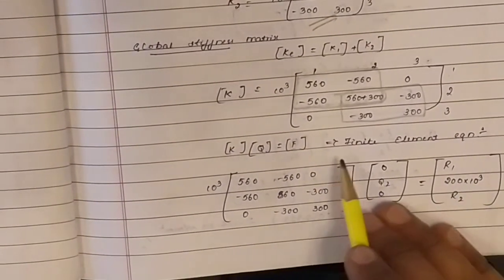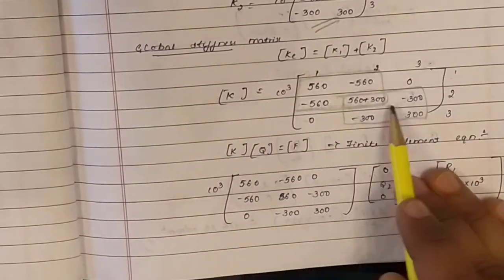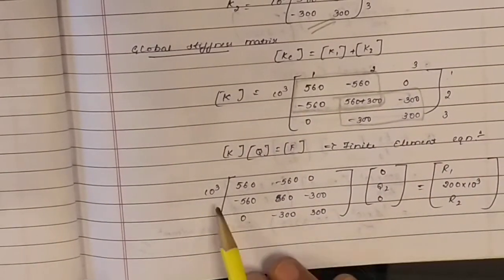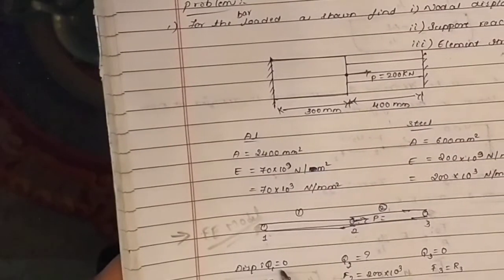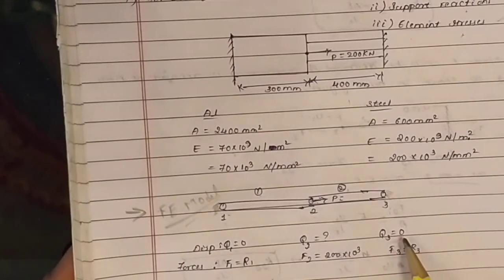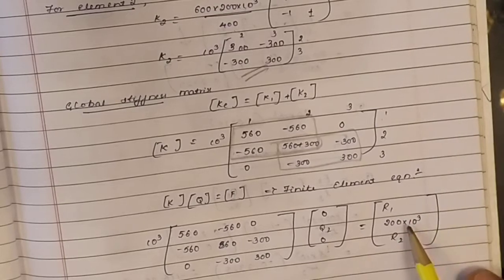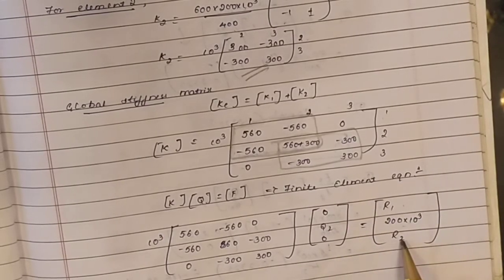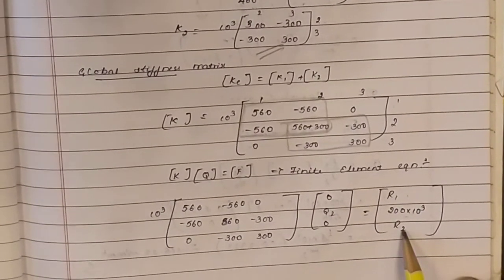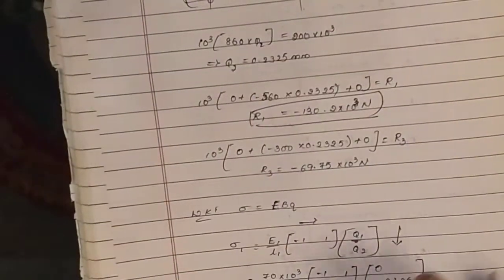Next is the finite element equation. KQ is equal to F, we have got it. So just write that K, Q is Q1, Q2, Q3. Q1 is 0, Q2 we have to find out, Q3 is 0. So 0, Q2, 0. Next F1, F2, F3. F1 is R1, F2 is 200 into 10 power 3, F3 is R2. Wherever you have 0, there is an R. That is, there will be a reaction force which we have to find out.